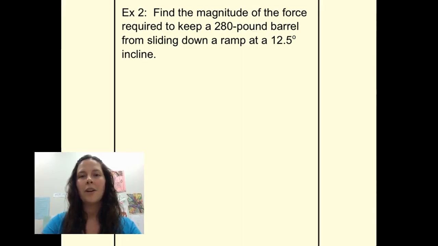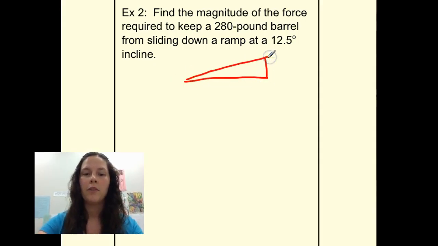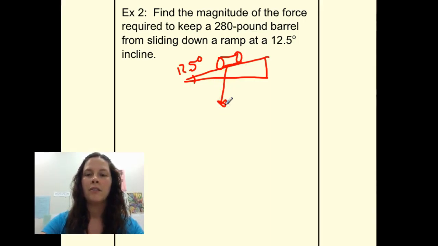Next, we're being asked to find the force required to keep a barrel from sliding down a hill. We have a 12.5 degree incline. We've got the barrel on the hill. The force of gravity is the weight of the barrel. So here's our force vector. I'm going to call this BA. We need to know how to prevent it from sliding.